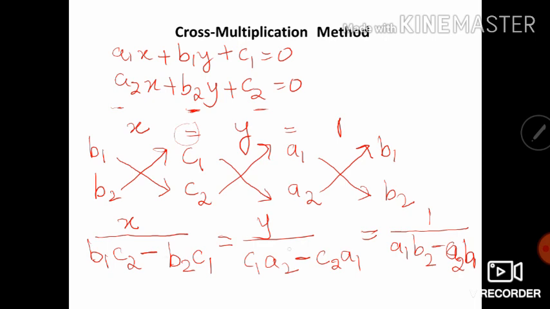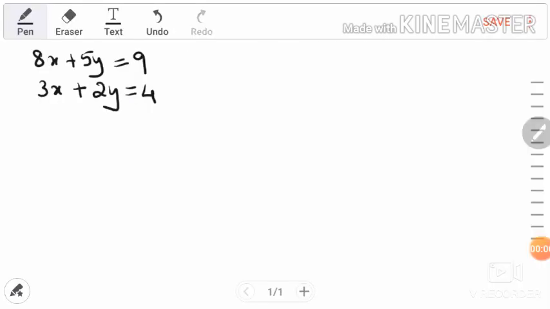So after you write these terms, equating the first fraction with the third will give you the value of x. Equating the second fraction with the third will give you the value of y. Since we are cross multiplying the coefficients and constants, this method is called cross multiplication. I will now illustrate this method using an example.